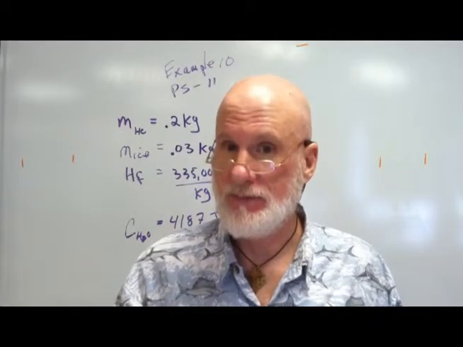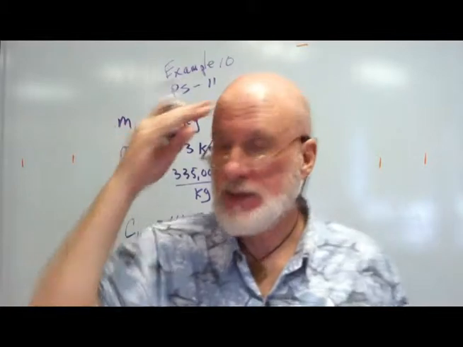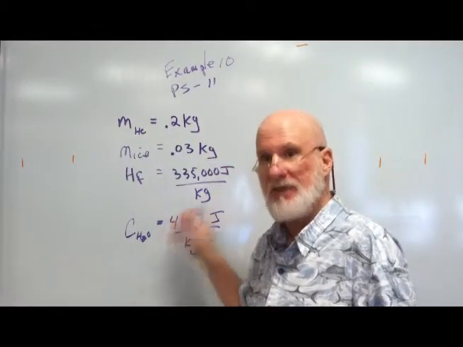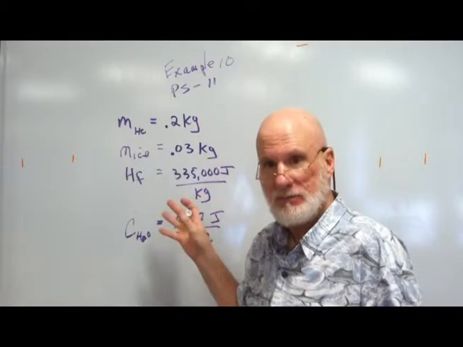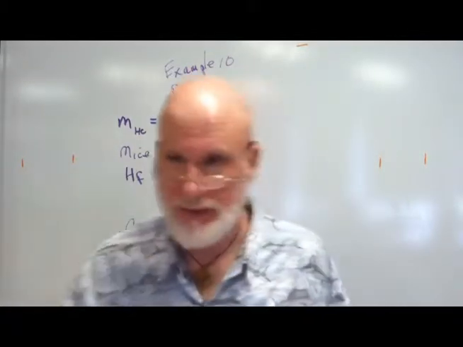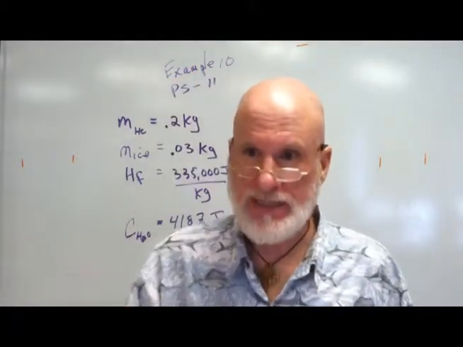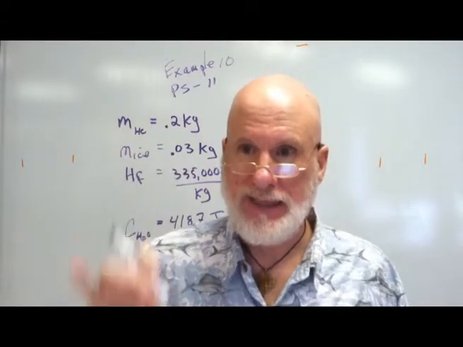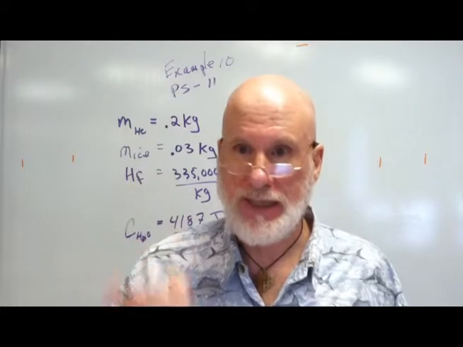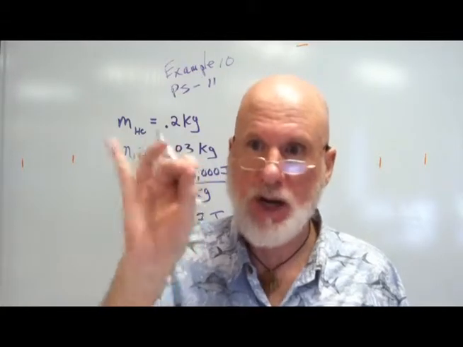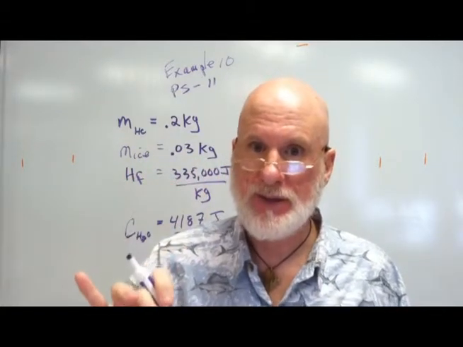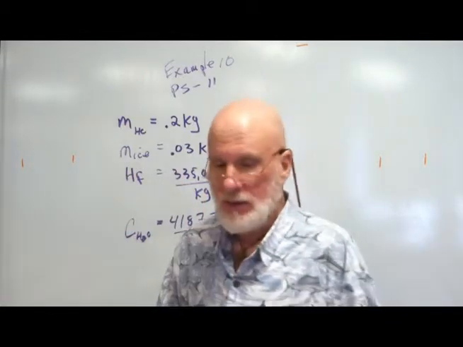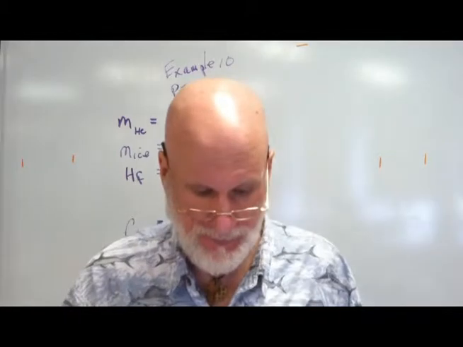It would be 1,000. Instead of 4,187, it would be 1,000. Just 1,000? Yeah, 1,000 even. Okay? That's the specific heat capacity of liquid water in calories: 1,000 calories per kilogram degrees Celsius. Understood? Now, what else?